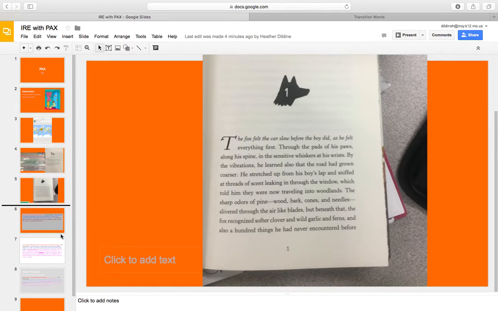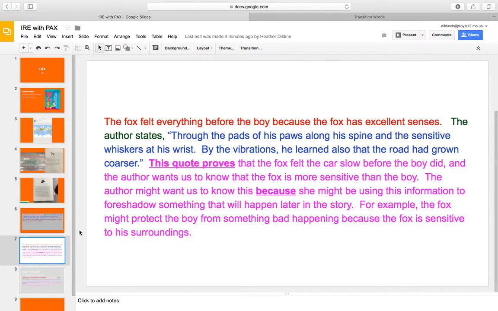Okay, so I'm going to take that quote and I'm just going to copy it. I'm not plagiarizing or anything because I'm saying the author states. I'm giving the author credit. That's why it's important we do the I in IRE. So the R in our IRE is rewrite the quote. So I did that: through the pads of his paws, along his spine, and the sensitive whiskers at his wrists. By the vibrations, he learned that the road had grown coarser.